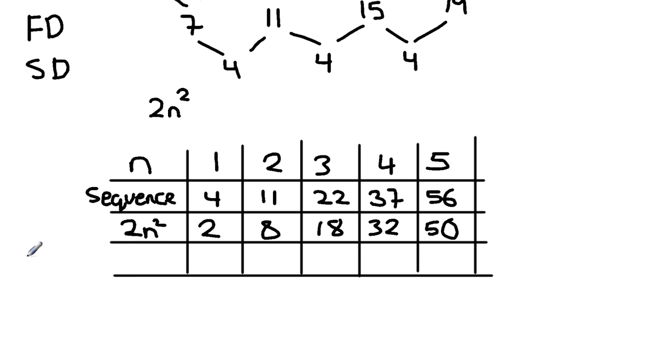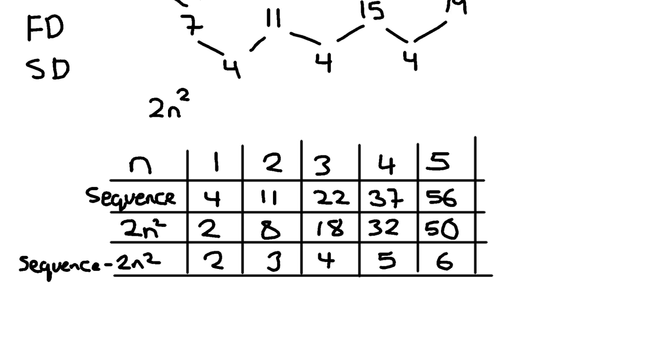Now we're going to subtract. Sequence minus 2n squared. 4 minus 2 is 2. 11 minus 8 is 3. 22 minus 18 is 4. 37 minus 32 is 5. And 56 minus 50 is 6.